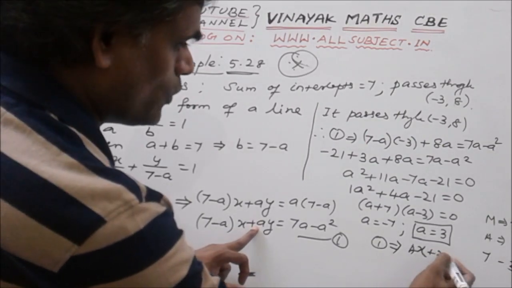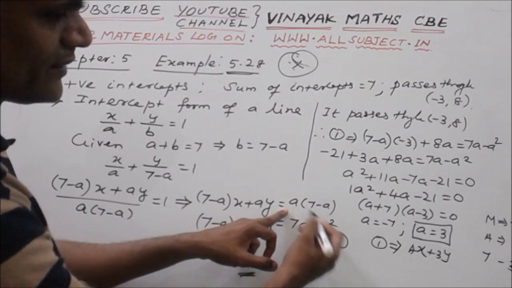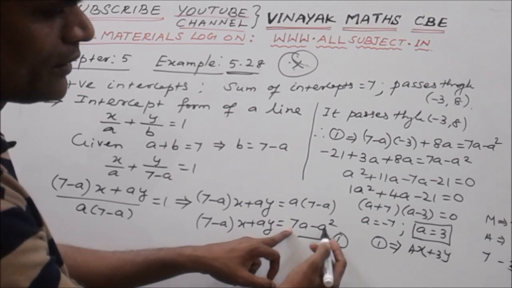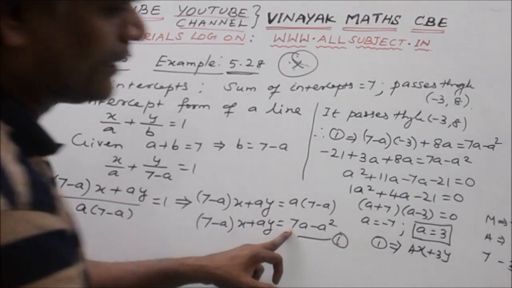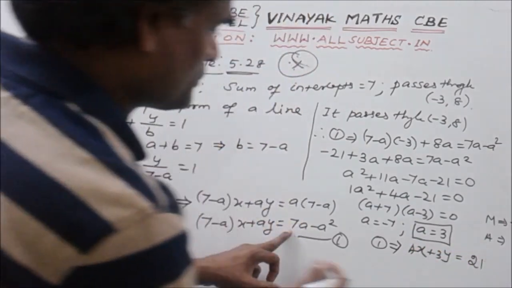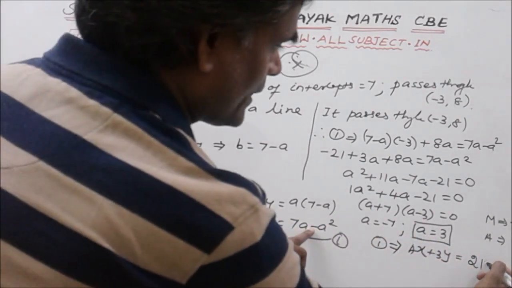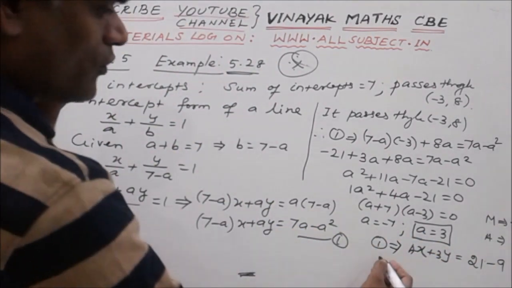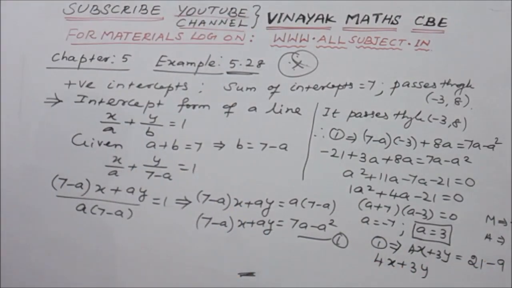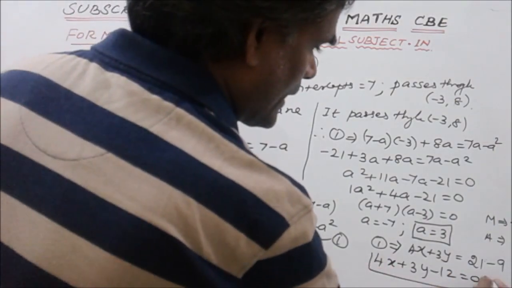And then substituting 3 here, or substitute here a into 7 minus a, or you can substitute here a into 7 into 3, 21, minus 3 square, 9, which is equal to 21 minus 9. Substituting a equal to 3, 7 into 3, 21, minus a square is 9, minus 9. That is equal to 4x plus 3y, 21 minus 9 is 12, taking left side, minus 12 equal to 0. This is our required answer.